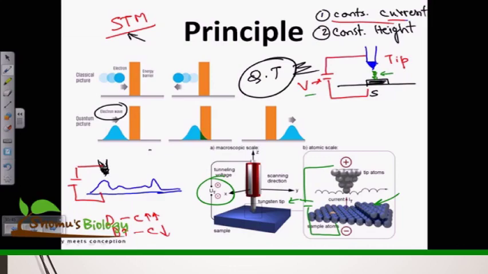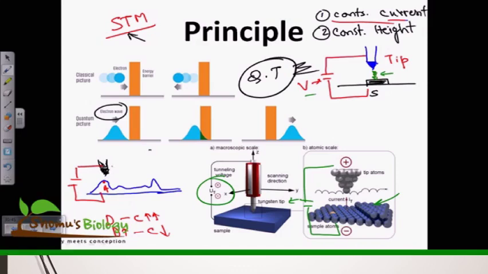So we need to position this tip in such a way that the current remains constant throughout the scanning period, right? But the surface is not even, it's uneven. So the idea here: let's say this is point A, the distance between point A and the tip is small, and there is a particular current.